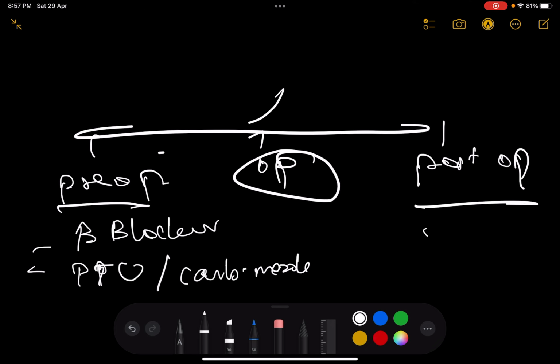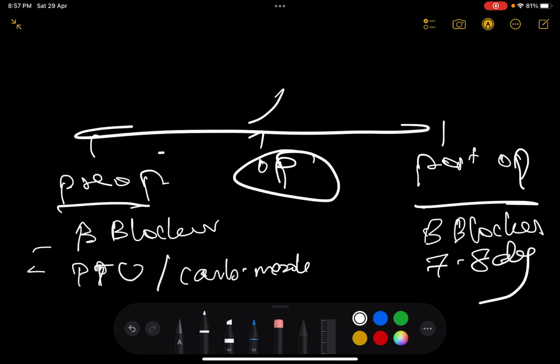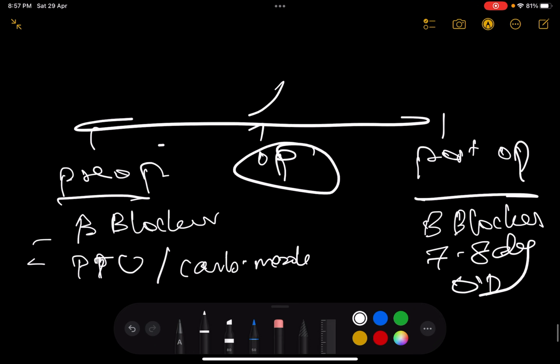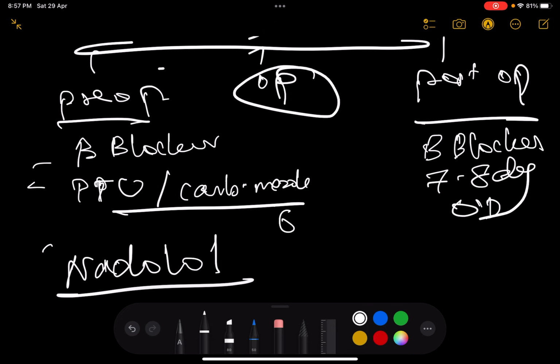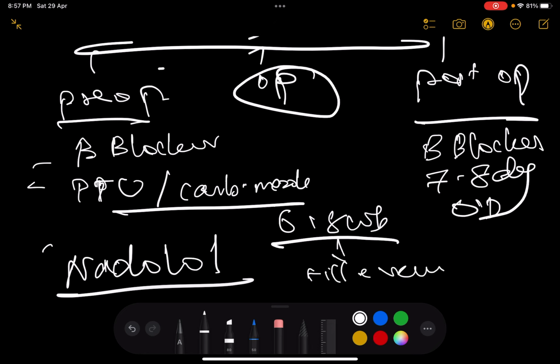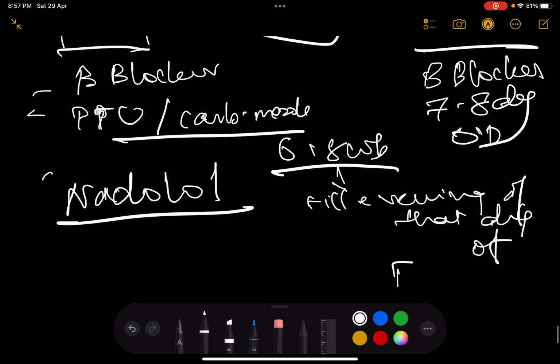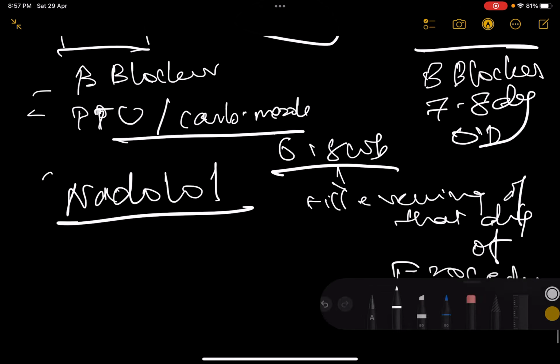And in post-op, again, you continue your beta blockers. For how many days? For 8 days. Actually, you can also say 7 days, 7 to 8 days. And you do once-daily dosing of beta blockers. You mostly give nadolol. And you do your PTU for 6 to 8 weeks before the procedure, till the evening of the day of the procedure. So you consider giving these drugs.